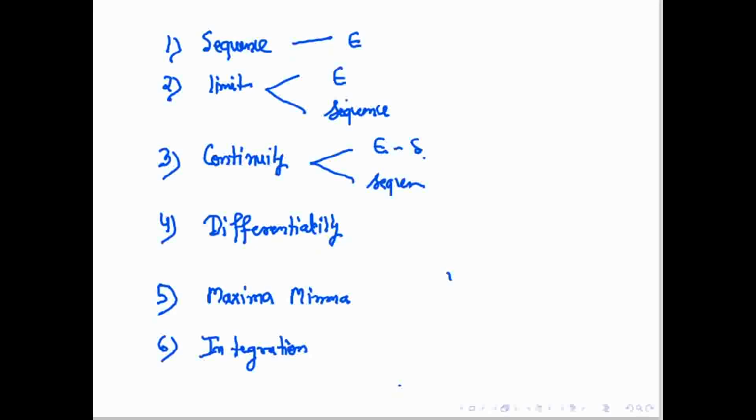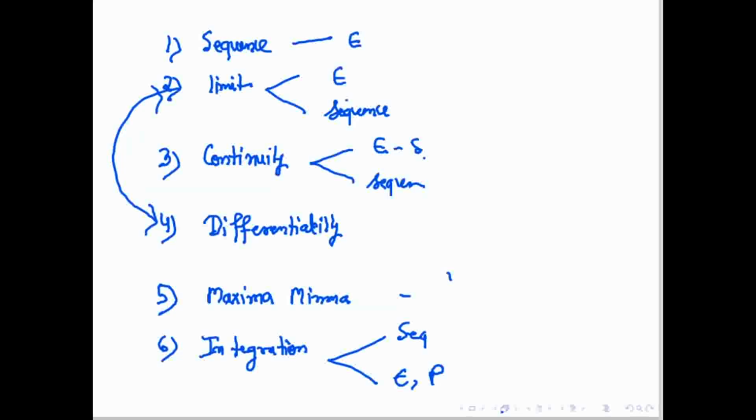Differentiability, we are finding the limit. So how are we getting the limit? If you are able to get it, then with the same method you will get whether it is differentiable or not. Maxima and minima also we have seen, and for integration also we have a sequence definition and an epsilon definition. That is epsilon, and there exists a partition P such that upper Riemann sum minus lower Riemann sum is less than epsilon.